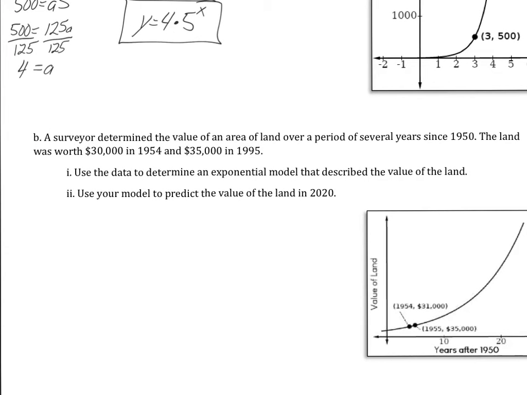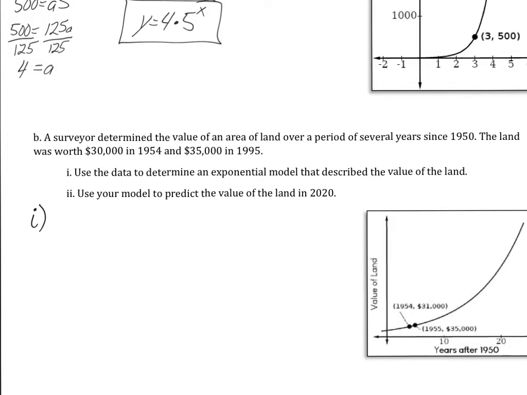A surveyor determined the value of an area of land over a period of several years since 1950. The land was worth $30,000 in 1954 and $35,000 in 1995. Use the data to determine an exponential model that describes the value of the land. Okay, so let's go ahead and start off with this.